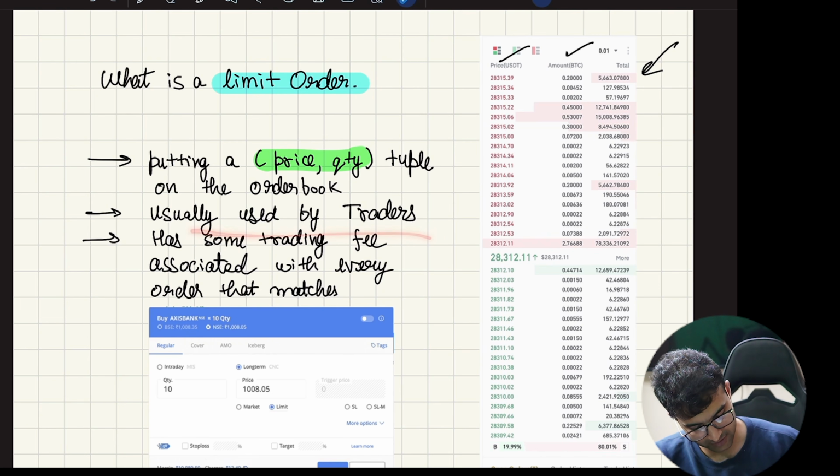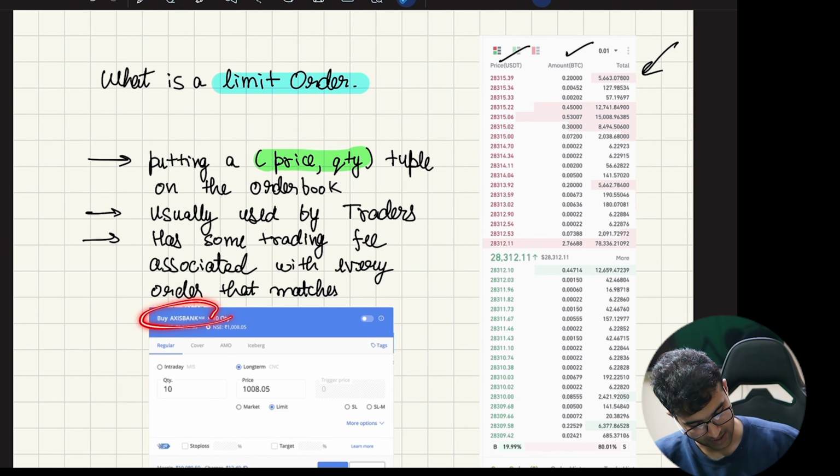It is usually used by traders, and has some trading fee associated with every order that matches. So usually there is no trading fee for you to put an order on the order book. When your order actually gets matched, which means you actually do a swap, is when the centralized exchange will take some trading fee. And if you go to Zerodha, this is what their UI looks like.